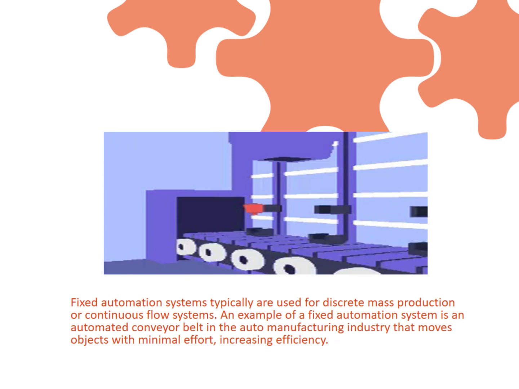Fixed automation is used in high-volume production where the tasks don't change often. Think of a car factory with a conveyor belt moving parts down the line. It's fast, efficient, and cost-effective, but not easy to reconfigure. Once it's set up, it's designed to do the same thing over and over.